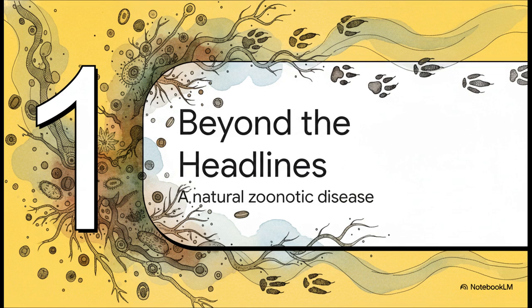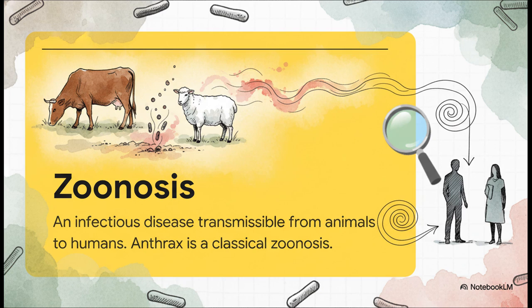The absolute key to understanding anthrax is to stop thinking of it as just a weapon and start seeing it for what it truly is: a natural disease, a zoonotic disease. So what in the world is a zoonosis? Well, simply put, it's any infectious disease that can jump from an animal to a person. You've heard of them: rabies, bird flu. And yes, anthrax is a textbook example. And this is so important. Its story doesn't begin in a lab. It begins out in nature, with animals, especially grazing animals like cattle, sheep, and goats.